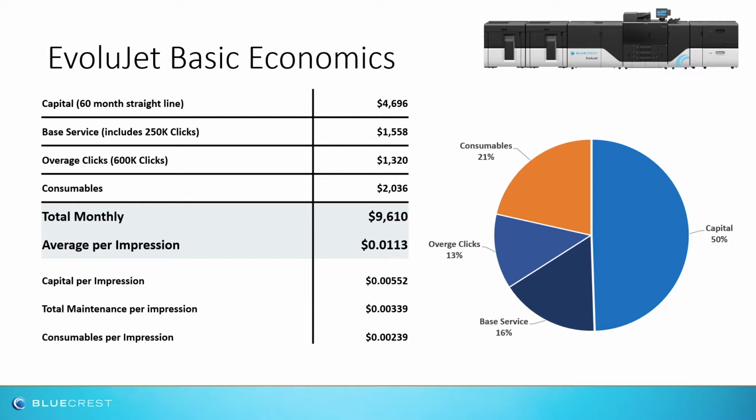And then we've got the consumable utilization for the mix of applications we did on the previous page, which comes out to about $2,000 a month. So total monthly is about $9,500, and it works out to a little over 1 cent per impression, all in. So that's a solid configuration. Straight line depreciation, including service, supplies and equipment CapEx, roughly a penny, just over a penny.